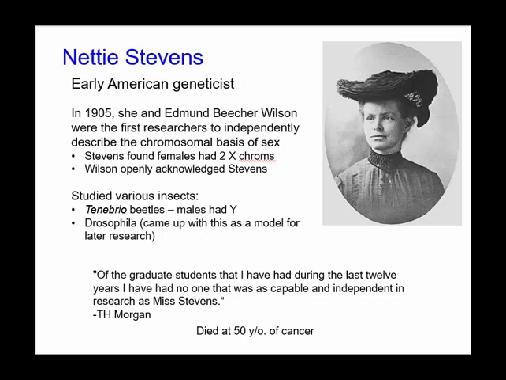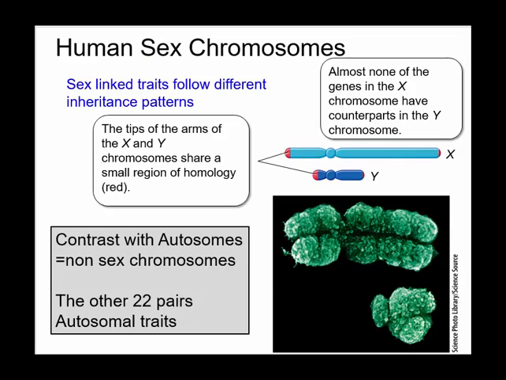And that really helped Morgan then carry out his experiments and make some of those discoveries and bring that stuff together. And Morgan was very complimentary of her. Unfortunately, she died at a relatively young age of 50, but he was always very complimentary of her, citing here one of the most capable and independent researchers in Miss Stevens.